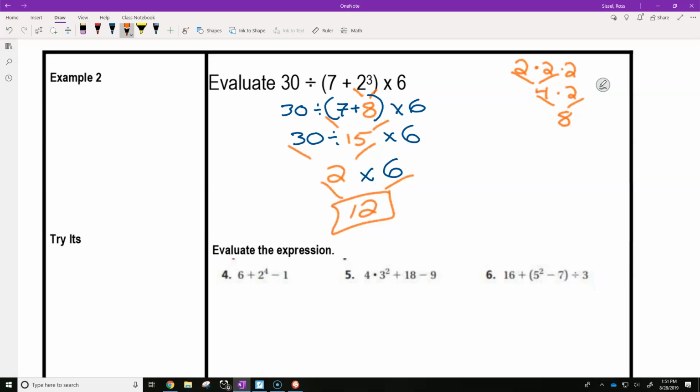All order of operations is doing, it takes one problem, like this was number 1, and it made it 4 problems you have to do. If you slow down and break it up, it becomes very simple.